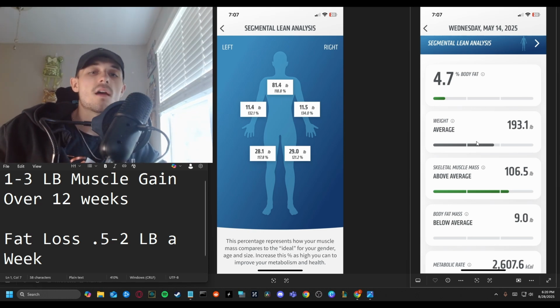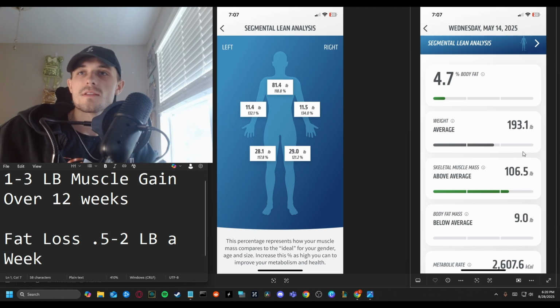So you may, in the initial stage of working out, be gaining muscle while losing fat, and your weight might stay the same because muscle weighs way more than fat. So you shouldn't worry too much about this.